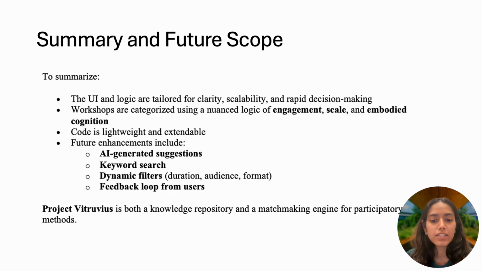Future enhancements for this include AI-generated suggestions, keyword search, dynamic filters like duration, audience, and format, and a feedback loop from users. Project Vitruvius is both a knowledge repository and a matchmaking engine for participatory methods.